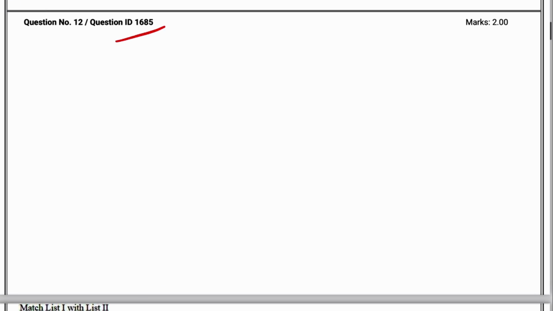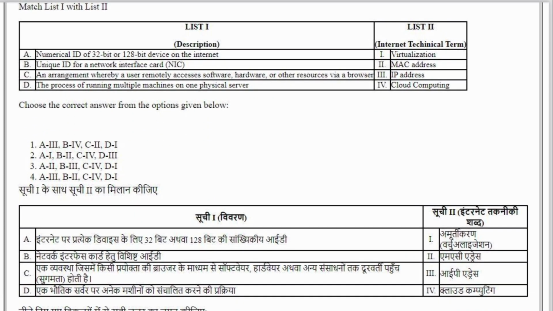This is 85. Now you have to match this list. A numerical ID of 32-bit or 128-bit device on the internet. What is this? This is IP address. The unique ID of network interface card. This is MAC address. An arrangement whereby a user remotely accesses software, hardware, or other resources via browser. It's cloud computing. The process of running multiple machines on a physical server. This is virtualization. So 3241. 3241. 4 is the answer.